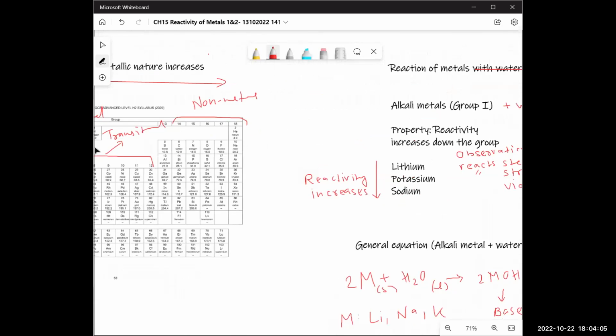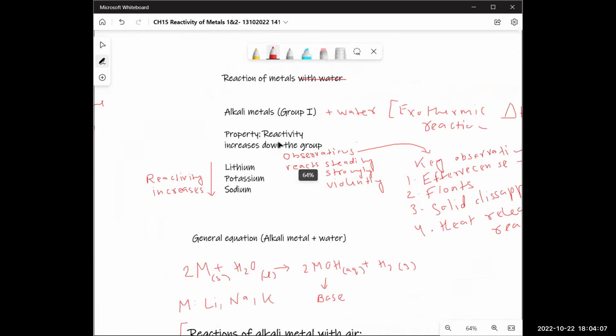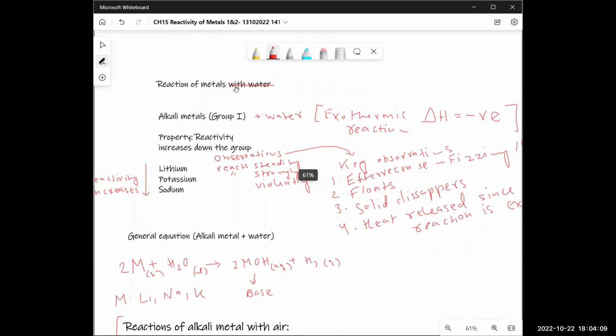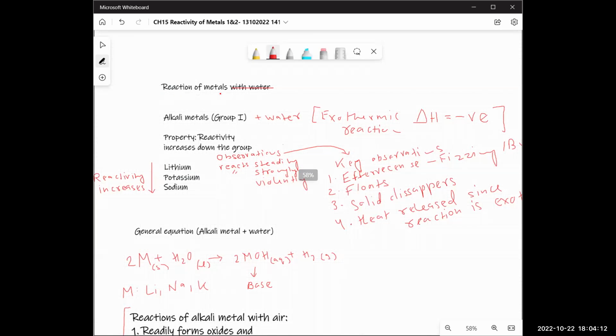Now let's go to here, and I want you to write this in your notebook. Quick. Reactions of metals, that's the title. Write today's date and class name, then start with this. Reaction of metals: alkali metals, which are called group 1, plus water. That's the first thing we're looking at. Alkali metal plus water.